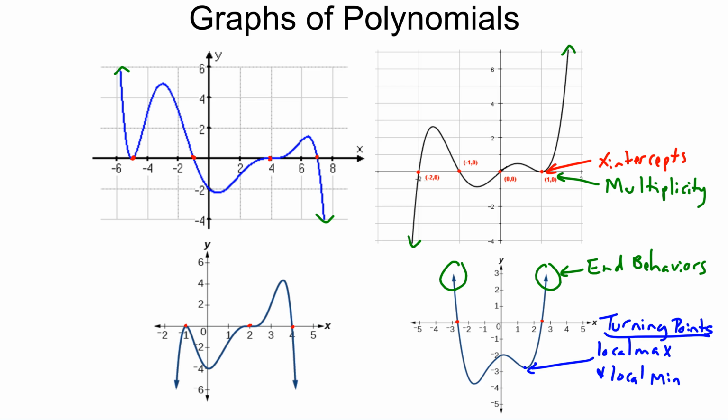So those will be the aspects of behavior that we're going to look at, and what we'll see is by looking at those four aspects of behavior, our x-intercepts with their multiplicity, the end behavior of the graph, and the turning points, we can generate very good graphs of these polynomial functions.